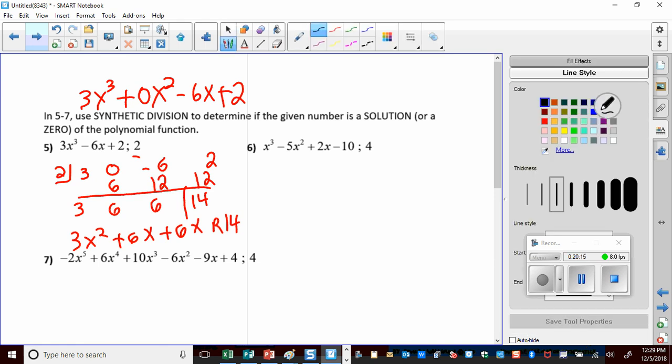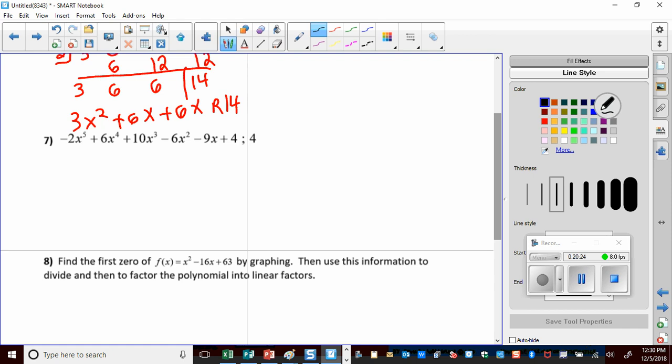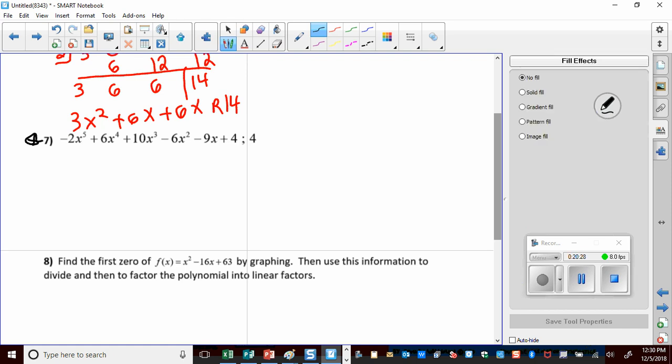Number 6 you're going to do for homework. So number 6 is homework. Number 7 is homework as well. So keep in mind that the root stays as is.